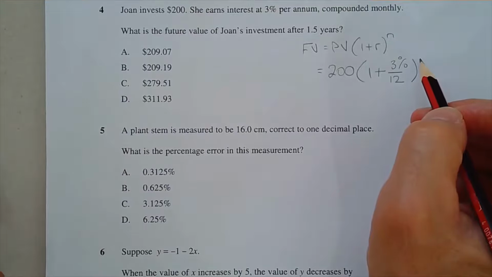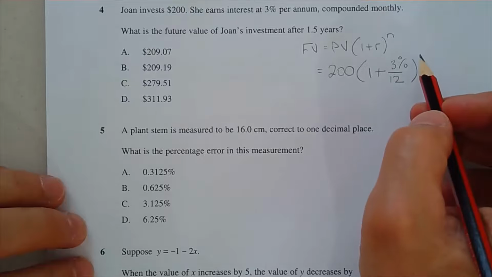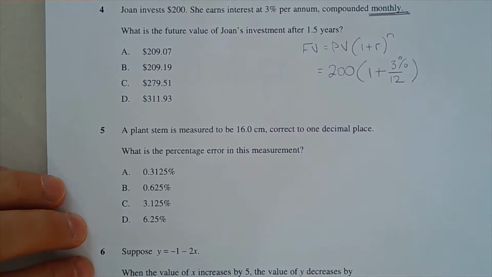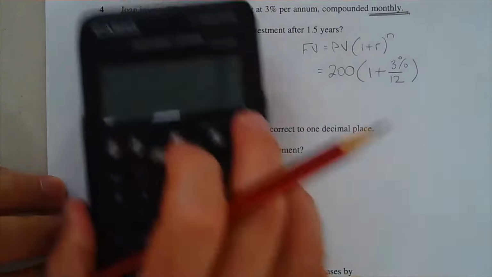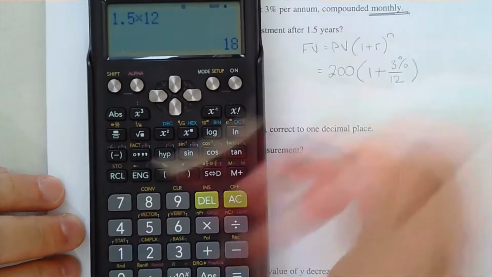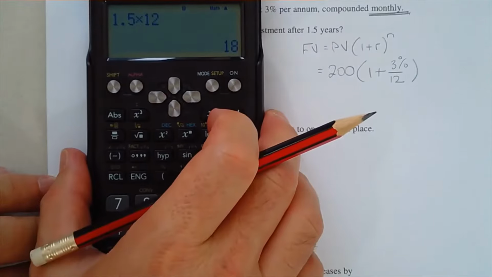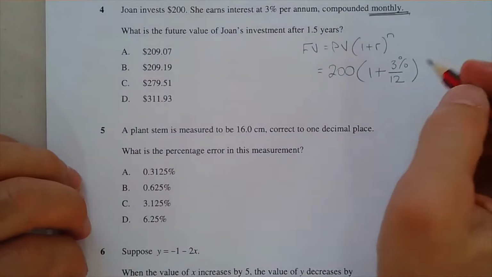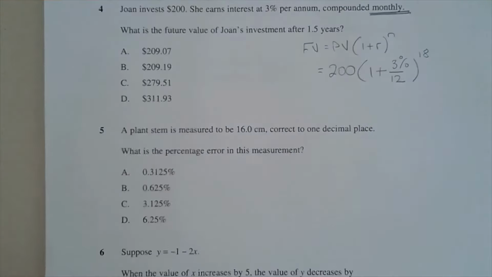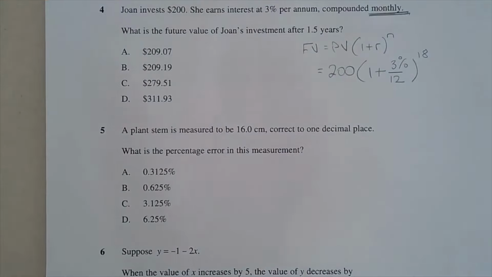Now, just be very careful here. Initially, it might appear so, but it's compounded monthly. So I would probably underline that, make sure you're clear on that. There are 12 months in a year, 1.5 years. If you times that by 12, you've got 18 compounding periods in total. So always remember it's interest rate per period to the power of the number of periods in total. And in 1.5 years, there are 18 compounding periods.